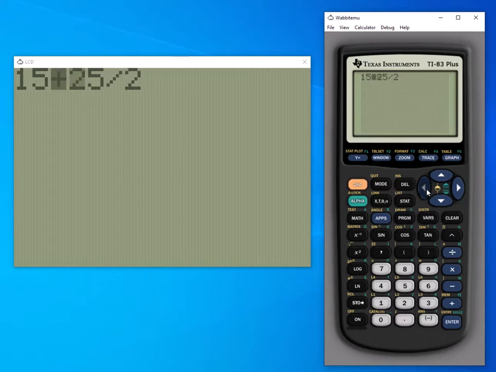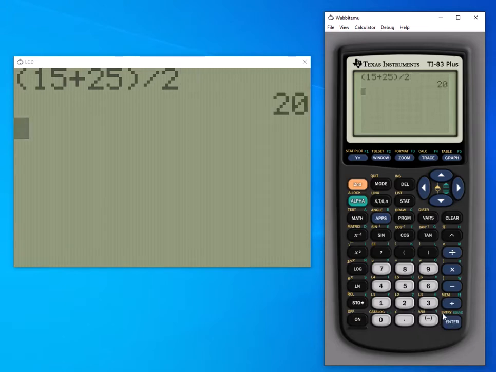So to fix this, what you need to do is make sure you have parentheses. Let me try again. Parentheses 15 plus 25, and then close parentheses and divide by 2. And that way it'll ensure that the calculator knows from the order of operations to do the addition first and then divide by 2.